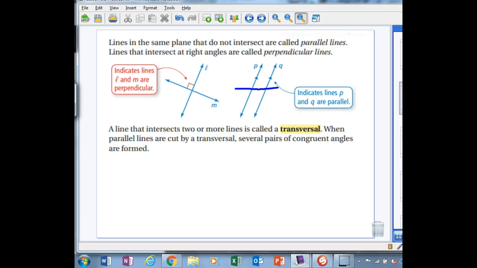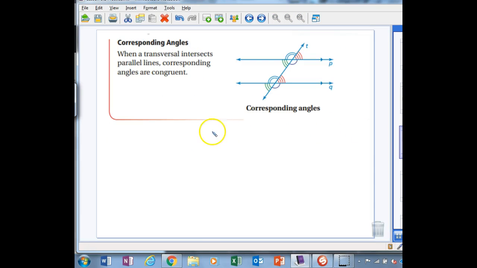Save yourself some space. You can watch it tonight. All right, so corresponding angles. I'm going to have you guys copy this down as well. So I'll give you another 3 minutes to copy down this information. Make sure you draw the picture and write everything down.